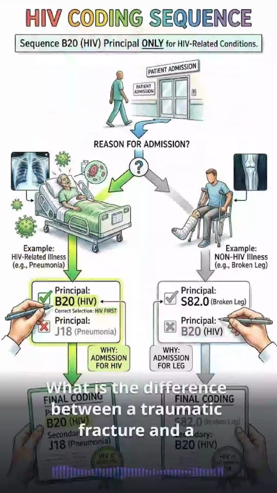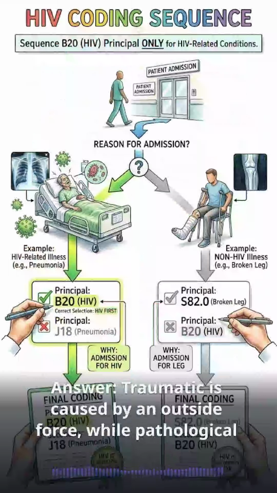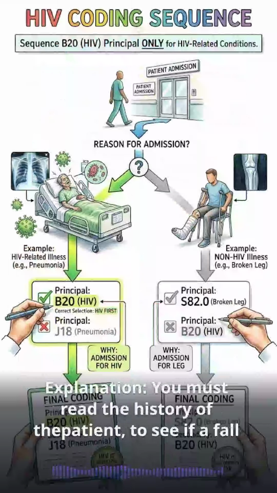78. What is the difference between a traumatic fracture and a pathological fracture for a medical coder? Traumatic is caused by an outside force, while pathological is caused by a disease like osteoporosis. You must read the history of the patient to see if a fall or a disease caused the break.